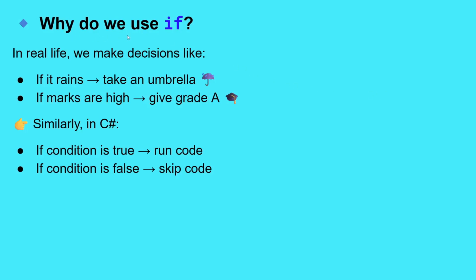Why do we use if? In real life, we make decisions like if it rains, take an umbrella. If marks are high, give a grade A. Similarly, in C Sharp, if condition is true, run the code. If condition is false, skip the code.